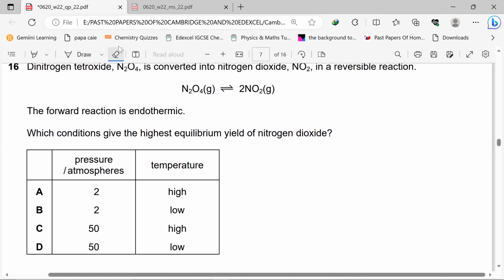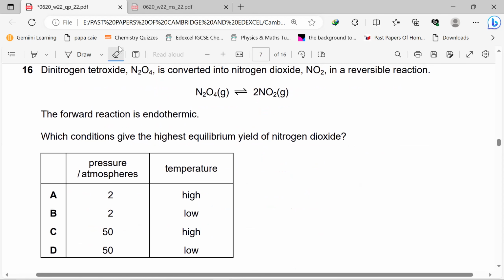16. Dinitrogen tetroxide is converted into nitrogen dioxide in a reversible reaction. So this is a reversible reaction. The forward reaction is endothermic, they're saying. Forward reaction is endothermic, which means delta H for the forward reaction is positive. So delta H for the back reaction must be negative. If it is plus X, it should be minus X.